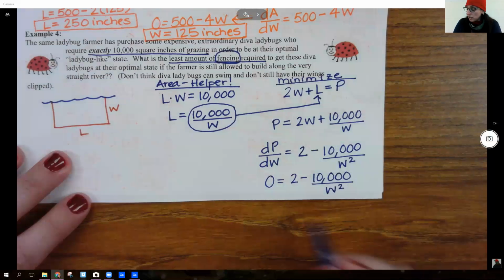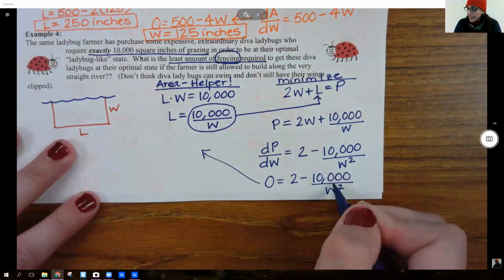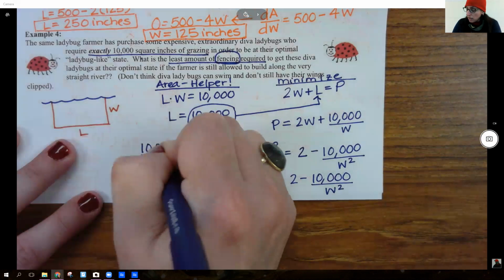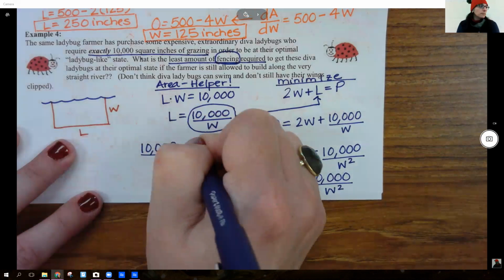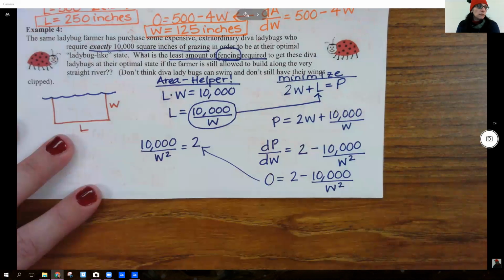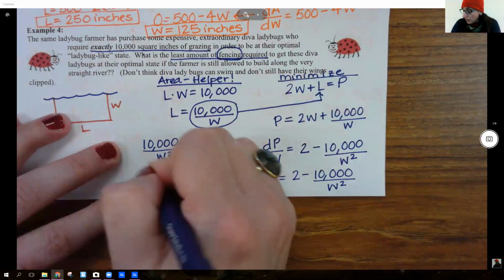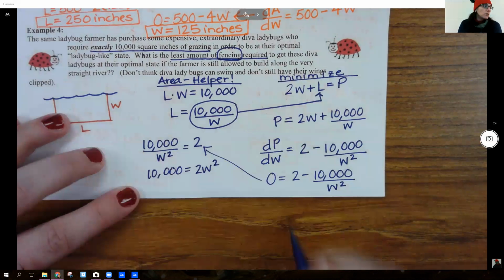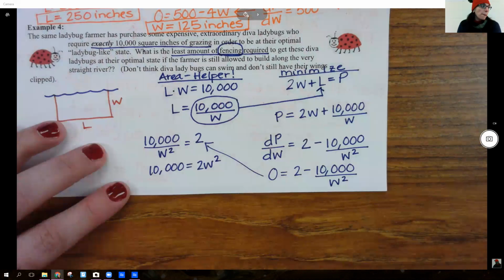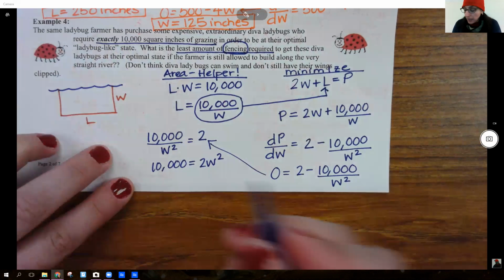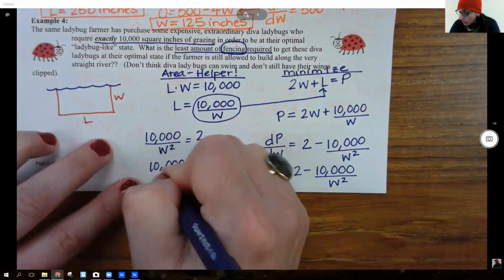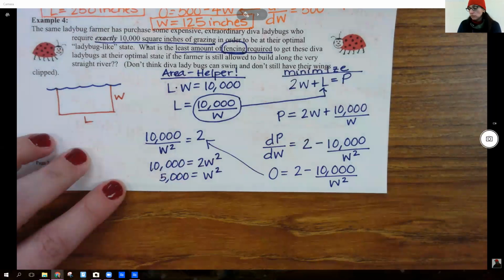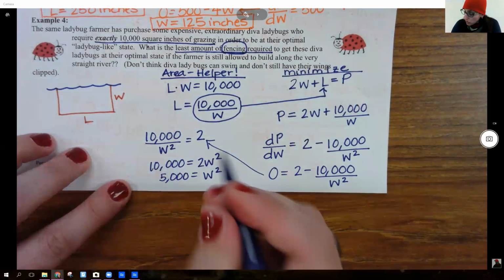So you could move the 10,000 over W squared over to the other side, and that equals 2. So then 10,000 equals 2W squared, multiplied by W squared on both sides. Divide by 2, so 5,000 equals W squared. Take the square root.